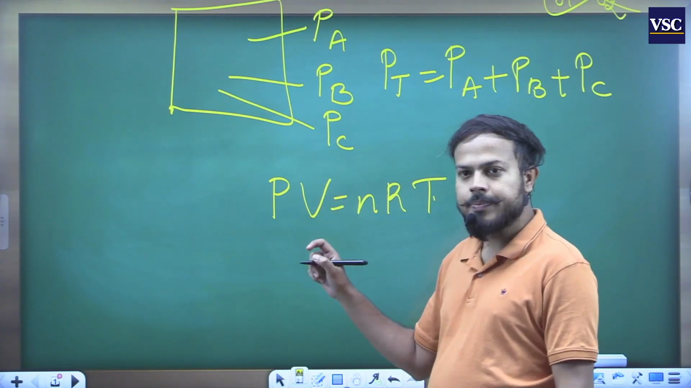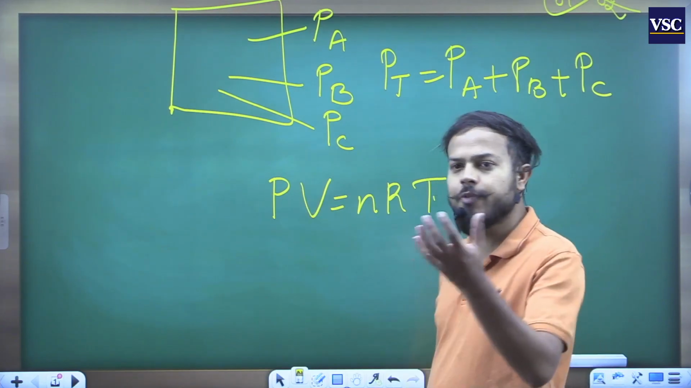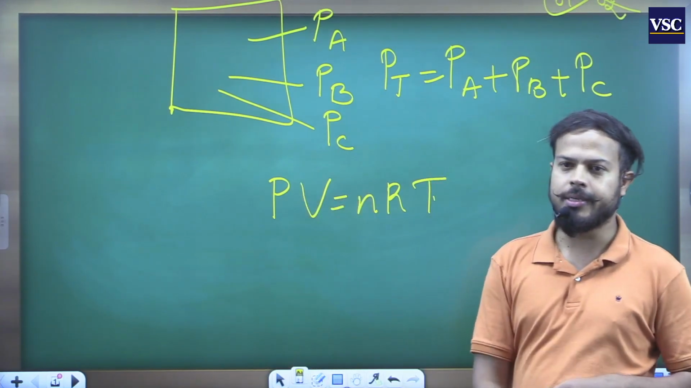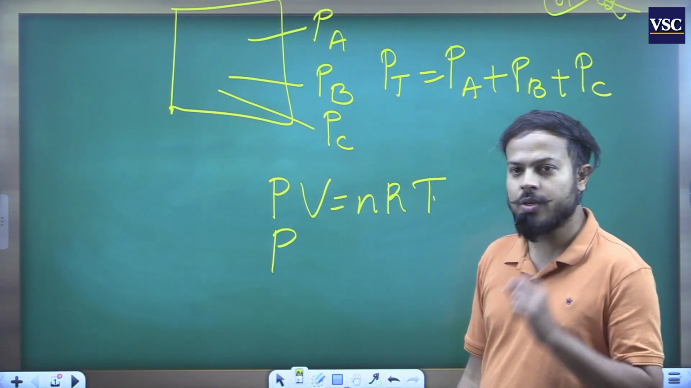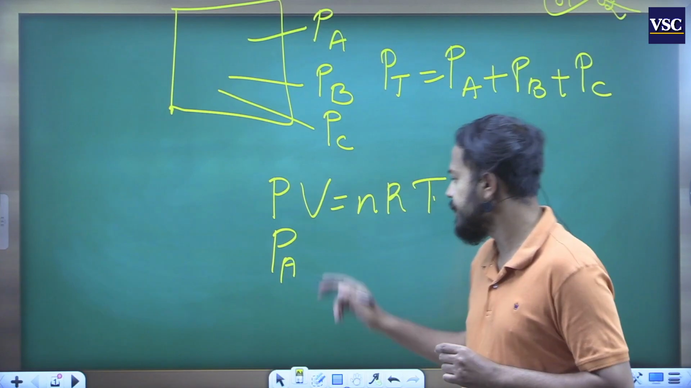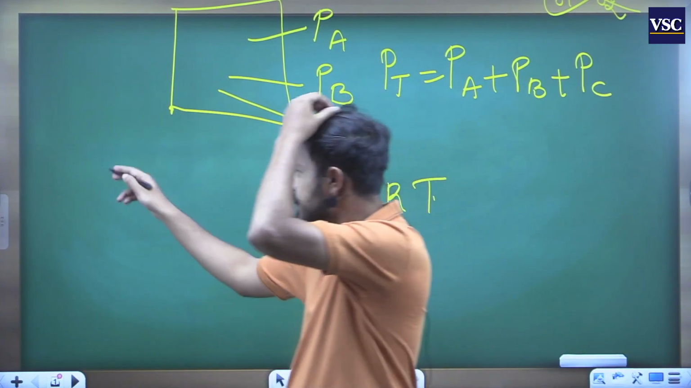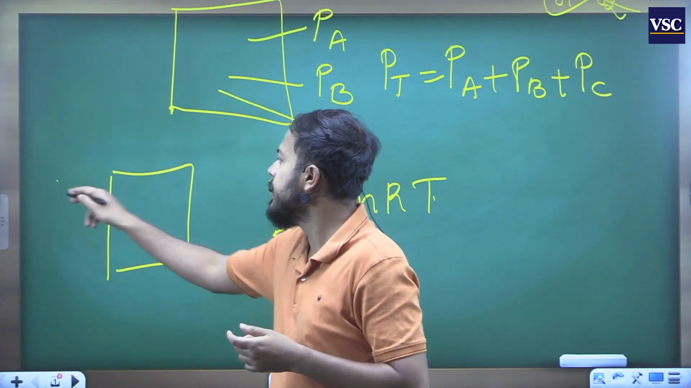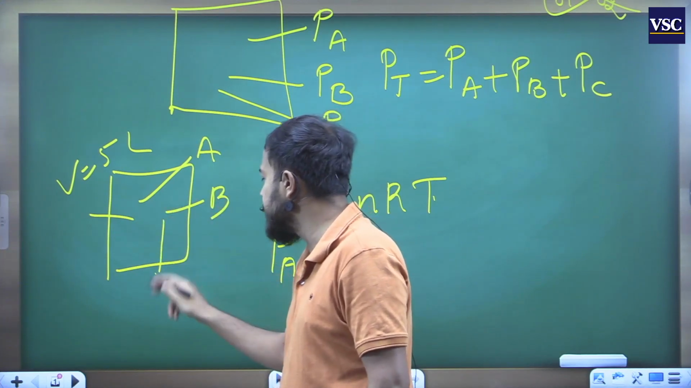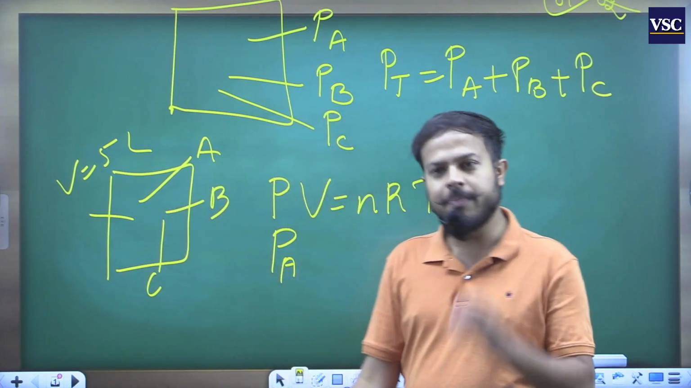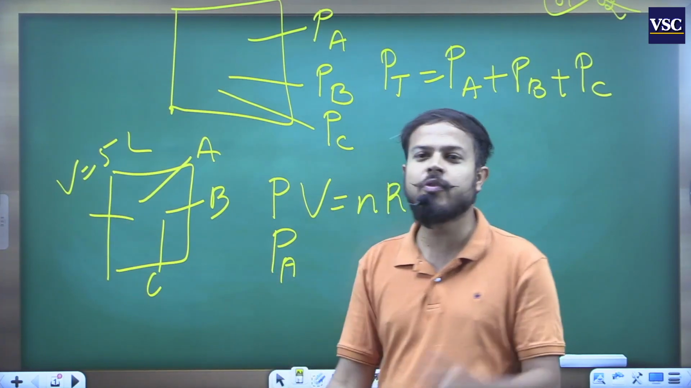Let's take an example. You have to find the pressure or partial pressure of A. What will you do? You just apply PV equals nRT. Here, if you have to find the partial pressure of A, just write PA. Volume will be the volume of the container. Don't think like this: if you have a container of volume 5 liter, and if you mix gas A, B and C, gas A volume will be 5 liter. For gas B, the volume will also be 5 liter, and for gas C also it will be 5 liter.